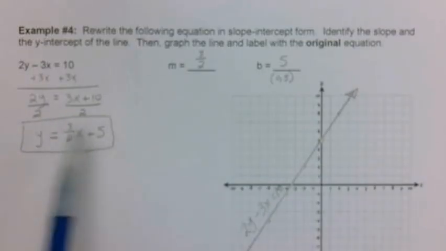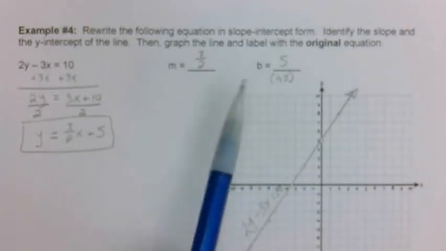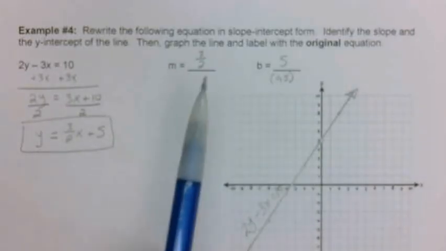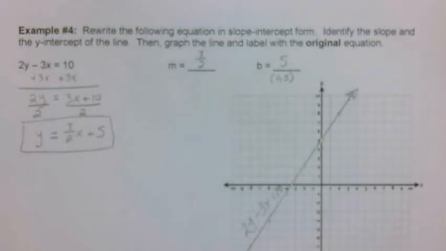So again, get the equation in slope-intercept form to get your slope and y-intercept. Then plot your y-intercept and use the slope to get from point to point in order to create your line.